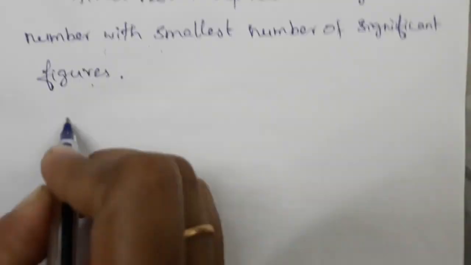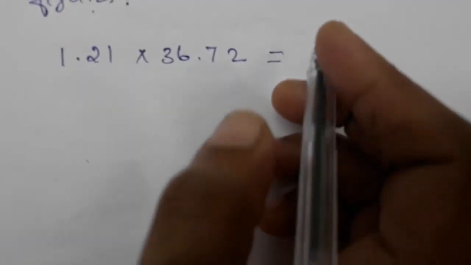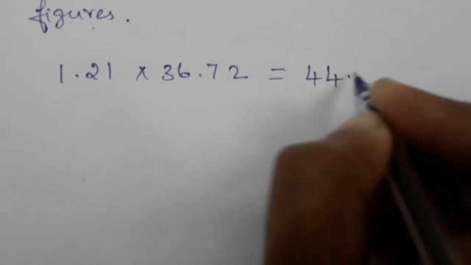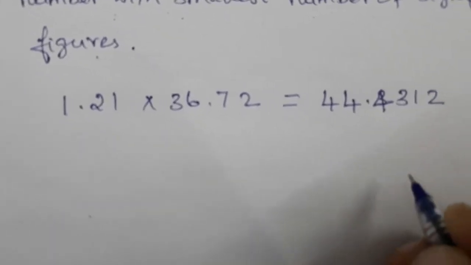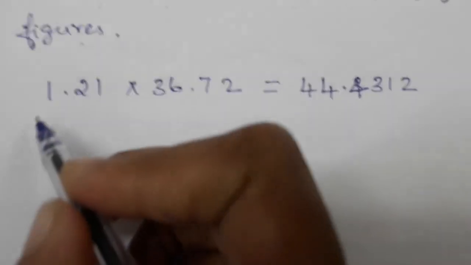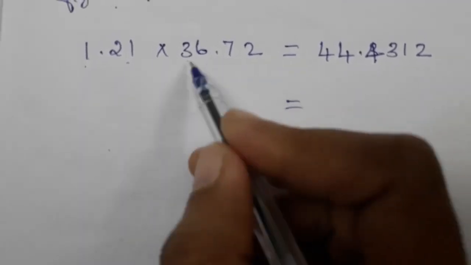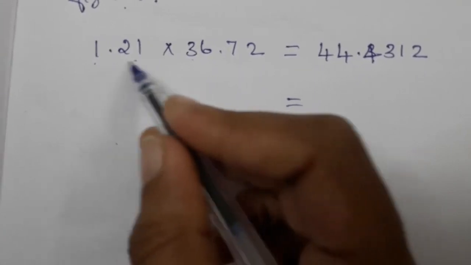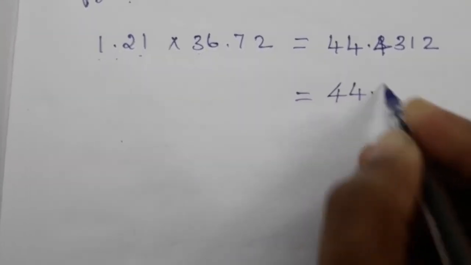For example, 1.21 into 36.72. When we are multiplying these numbers, you will get 44.4312. Here, how will you round it off? This number has 3 significant figures. Here it is 4. So which has the smallest significant figures? This number. So this also should be rounded off to 3. So we can write 44.4.